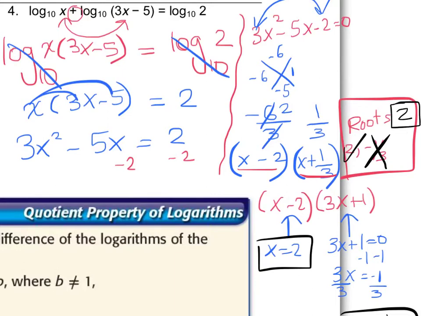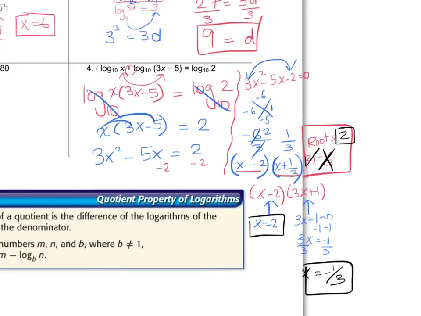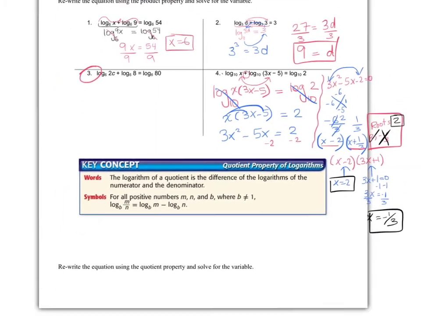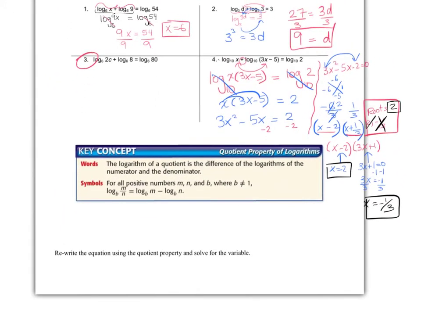So remember always that your value has to be a positive number if you plug it in. You always have to check if it works when you plug it in. If it gives you a negative inside the log, that is not acceptable. So that is the first property. We just solved it together. Now let's move on to the other one. It's called the quotient property of logarithm. Basically, if you are dividing, you can just separate them by subtracting.